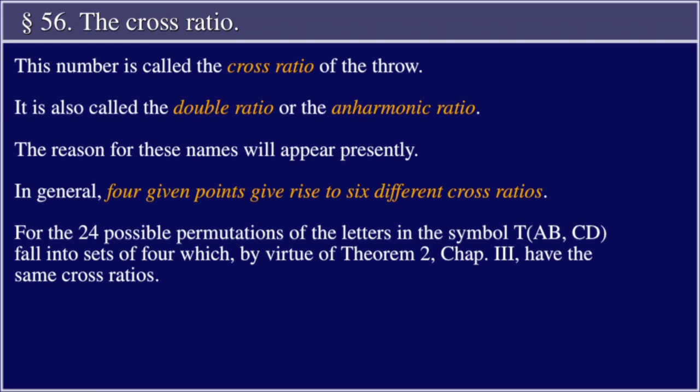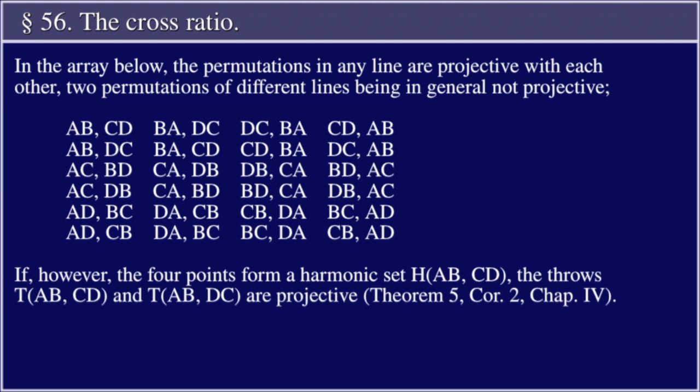For the 24 possible permutations of the letters of the symbol T(AB, CD) fall into sets of 4 which, by virtue of Theorem 2, Chapter 3, have the same cross ratios. In the array below, the permutations in any line are projective with each other, 2 permutations of the different lines being in general not projective.